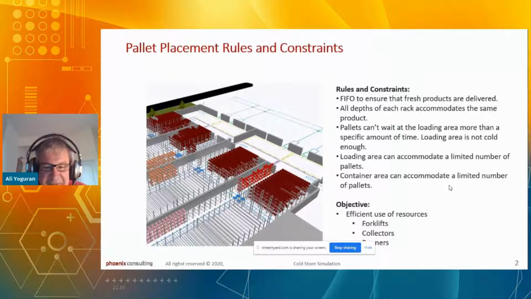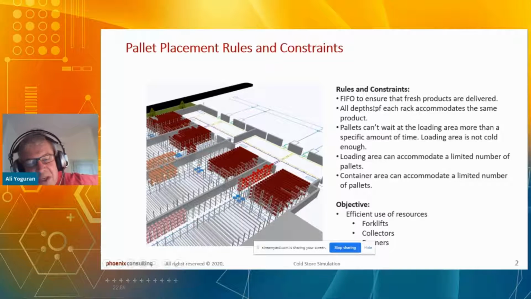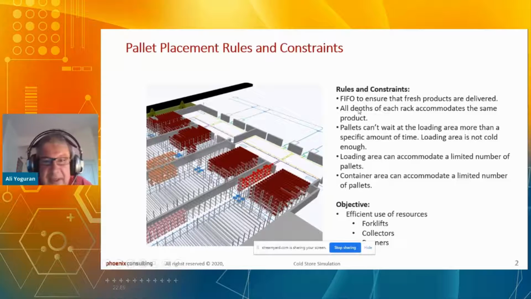Let me give you a brief introduction of what problem, what objective we had while we were doing this simulation. This is a store with some rules and constraints. One of the major and very critical constraints in a cold store is that we have to apply very strict FIFO rules because the products have to be fresh. They shouldn't wait too long in the warehouse because they are perishable. So this is a very important hard constraint.